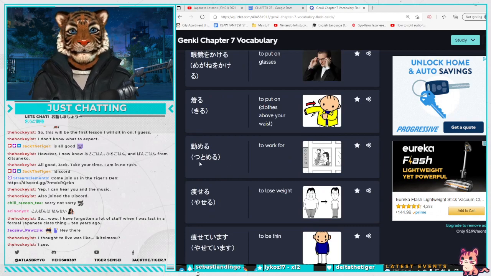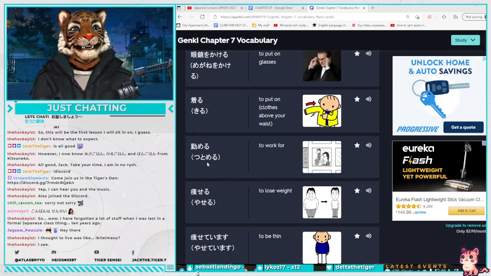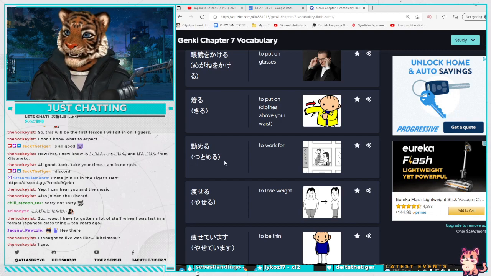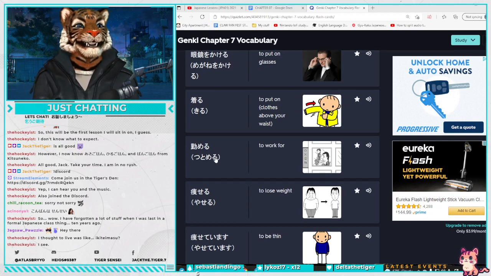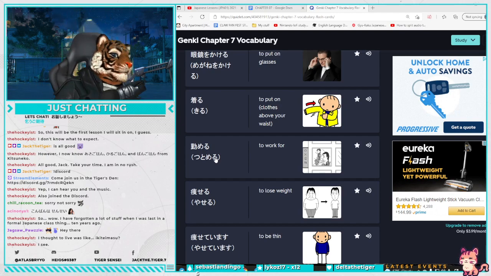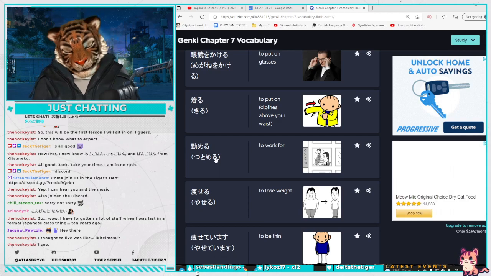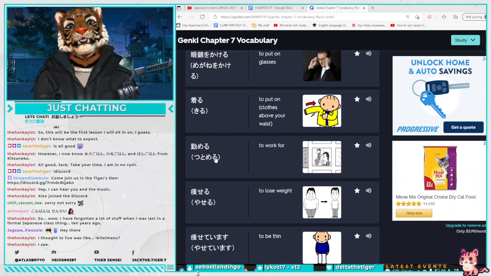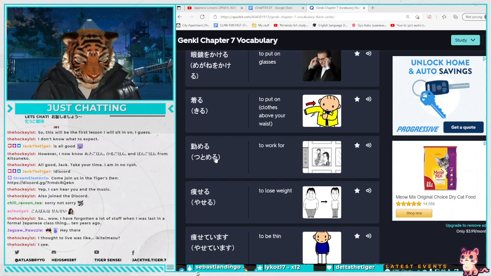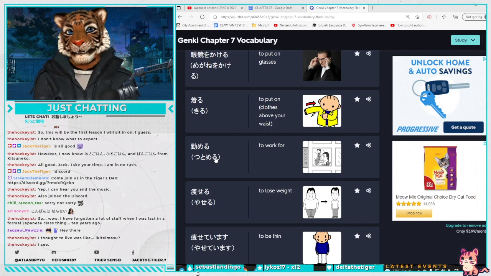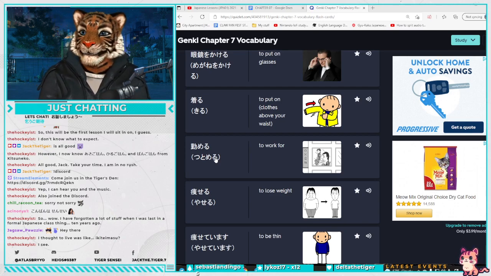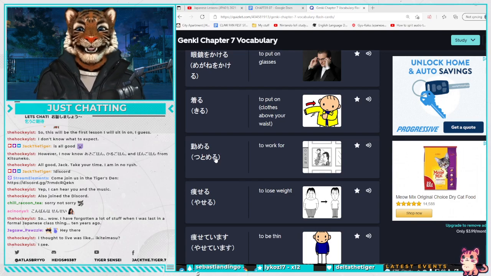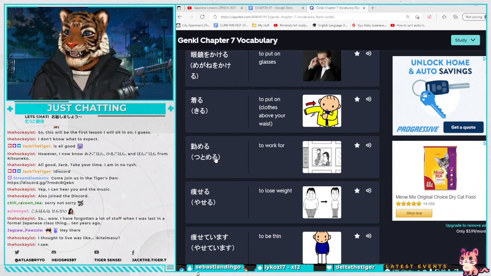To work for, tsutomeru. And this is one word that Kitsuneko was using a few weeks ago. Kitsuneko-san was talking about jobs. Tsutomeru means to work for, like to work for a company. Let me double check because I think this uses particle ni. There is also hataraku, which also means to work. This is a ru verb. Yes, it is ni. You use particle ni. So if you say the company name, then ni tsutomeru. Like Target ni tsutometeimasu. Starbucks ni tsutometeimasu. I work at these places.